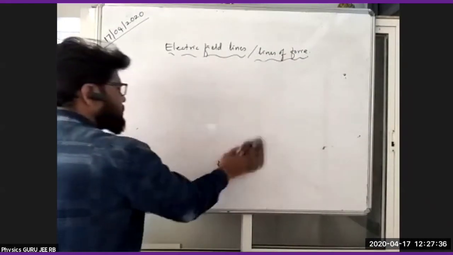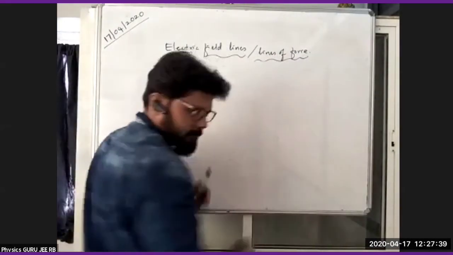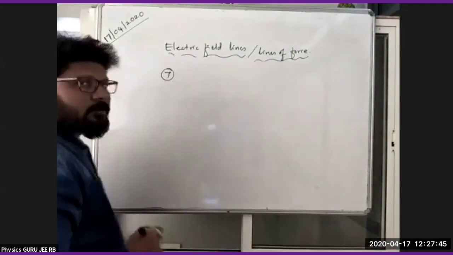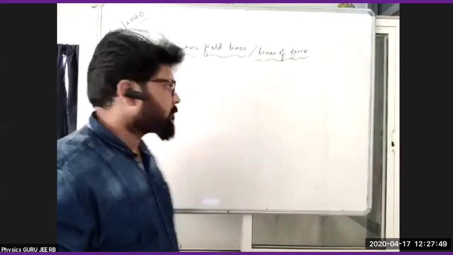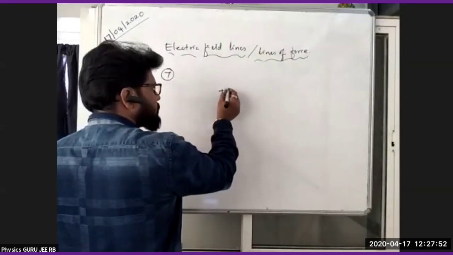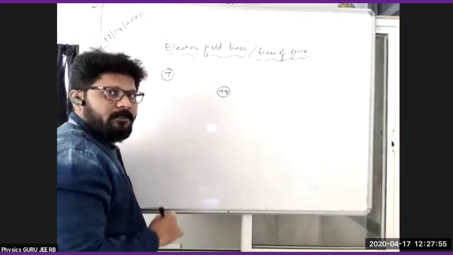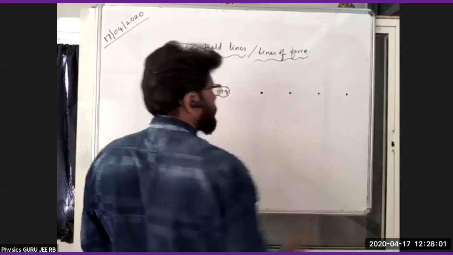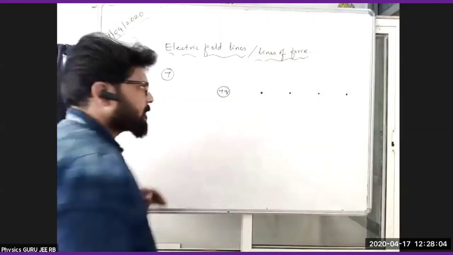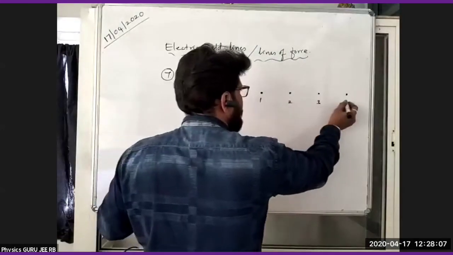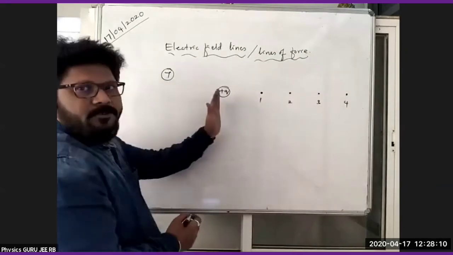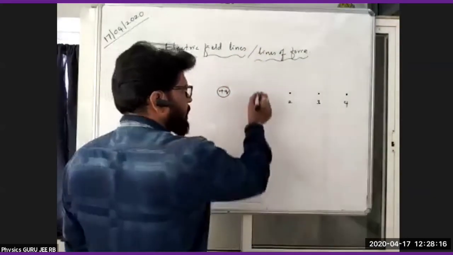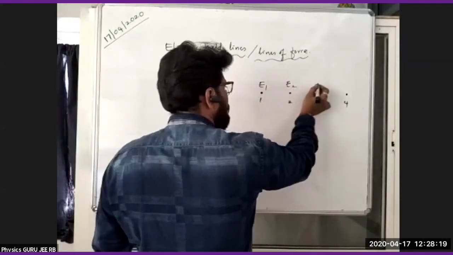I'll go with the 7th property. Property number 7. So what is the 7th property? Before starting it, let me take this as a positive charge. According to what we learned, we'll give the information here. I'll take 1, 2, 3, 4 points. So this is a positive charge, and 1, 2, 3, 4 points are there. Let me take the electric field intensities E1, E2, E3, E4.